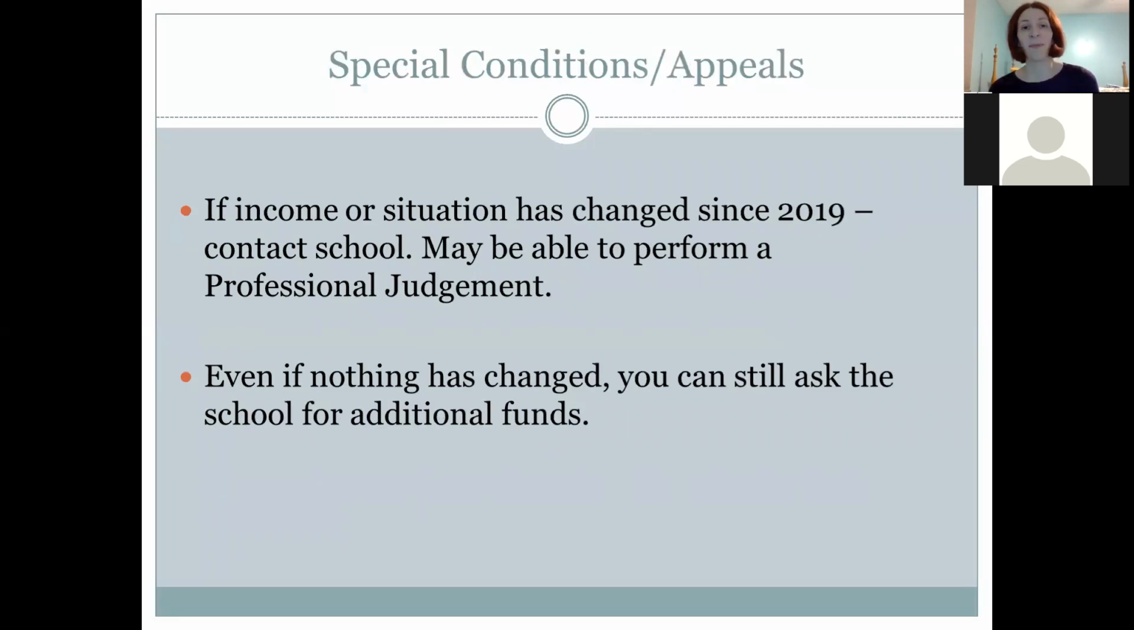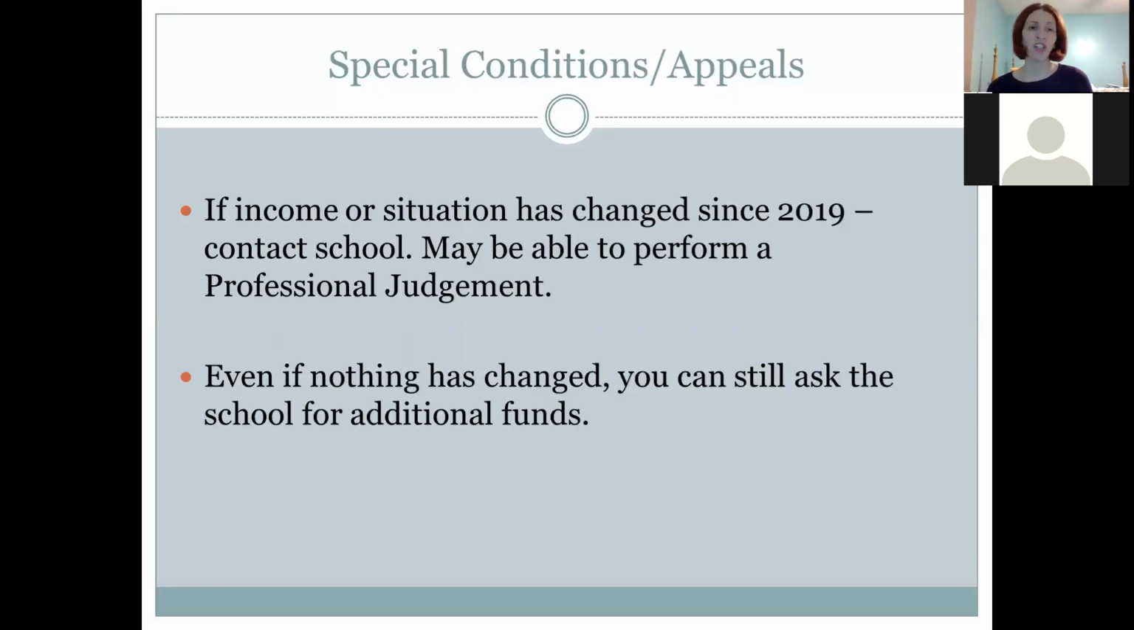I wanted to touch on special conditions and appeals. This is going to happen. What these things are is that if income or the situation has changed since 2019, which with everything going on, things certainly have changed, make sure to contact the school. So the FAFSA information, you do have to use the 2019 tax information. You have to use that. But the school does have the ability to adjust that if they are able to.